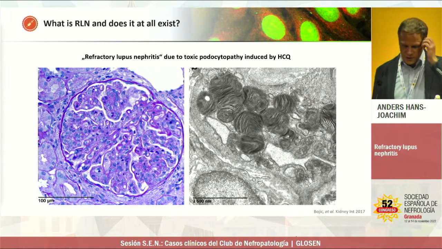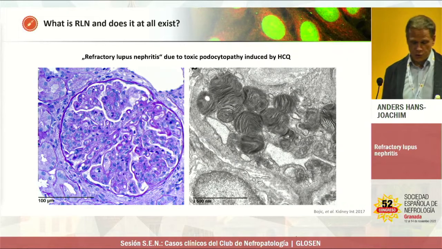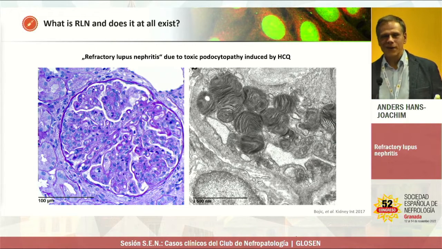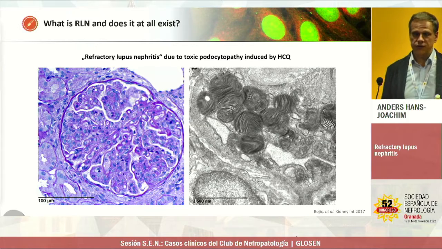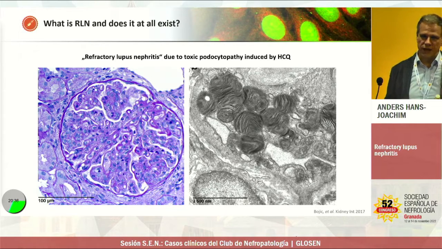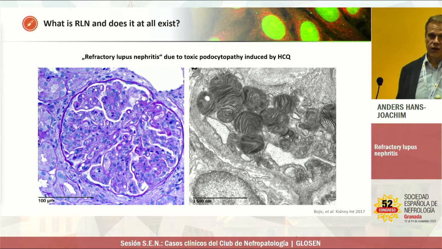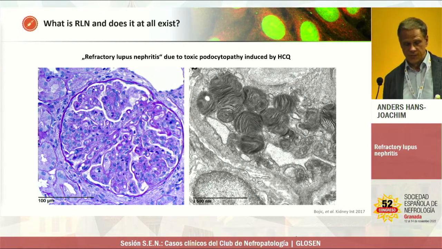This is another thing that the rheumatologists, for example, don't know. This is a lupus podocytopathy due to chloroquine. This needs electron microscopy to figure out. So there have been many case reports, and even at the S.E.N. last week, there was another report: a patient treated for scleroderma with chloroquine all of a sudden developed nephrotic syndrome, and then they found this. So there are quite some reports about this, and probably this is missed quite frequently.